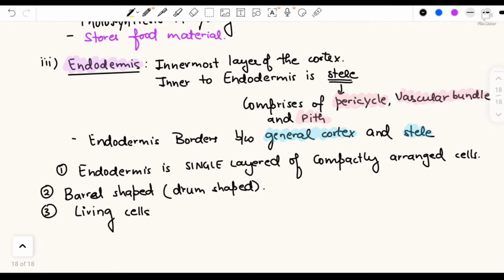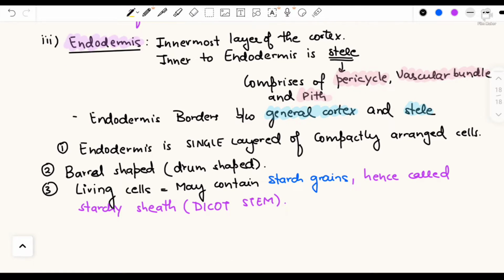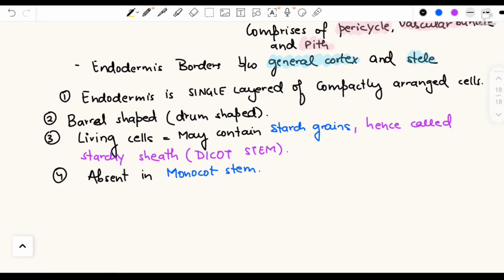Third thing is it's a living cell that might also contain starch grains, right? It's a living cell that may contain starch grain in case of dicot stem. So it's called starch sheath. It's called starchy sheath or starch sheath in case of dicot stem, where this endodermis stores starch grain. The endodermis is completely absent in monocot stem. As I have told you, there is no ground tissue in monocot stem.